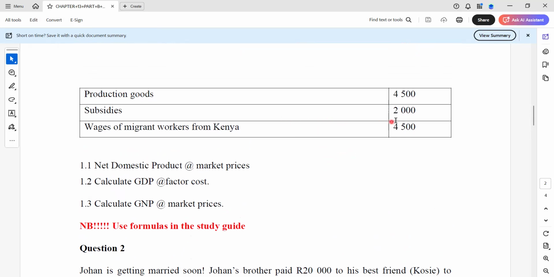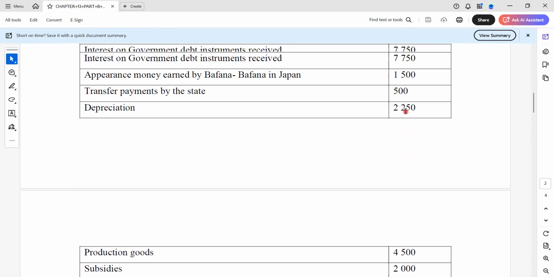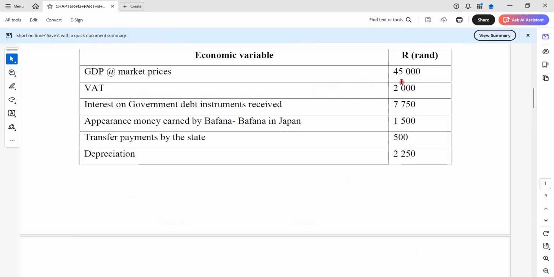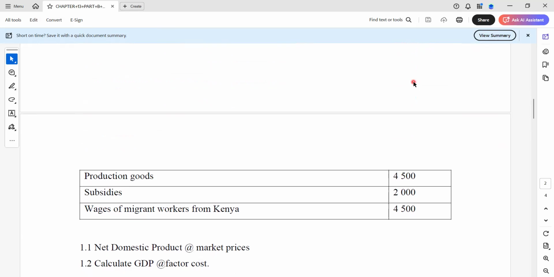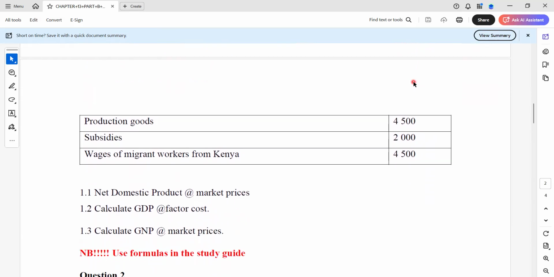And here we're given the subsidies, which were 2,000. So we started from 45,000, which is our GDP at market price, plus 2,000, which is our subsidies. Then we subtracted VAT because this is like a tax, obviously. We subtracted this 2,000, which is VAT. Then we added the 2,000 for subsidies, and then we got that figure.